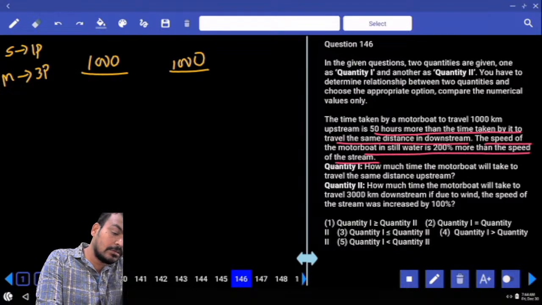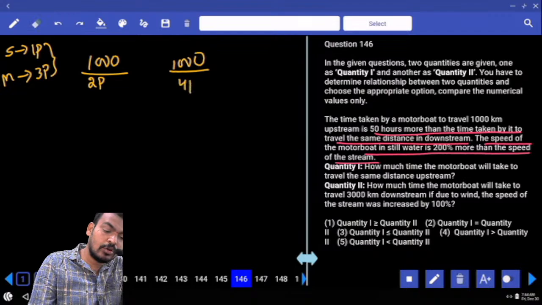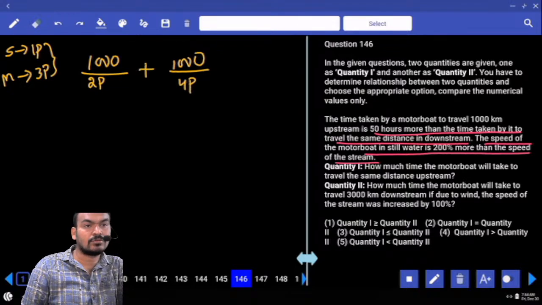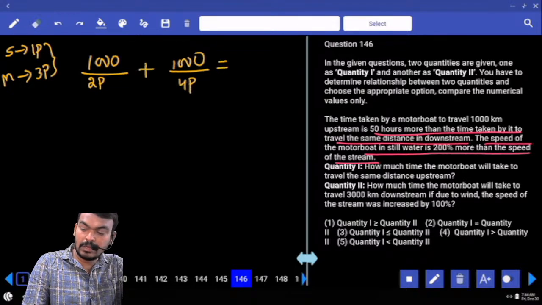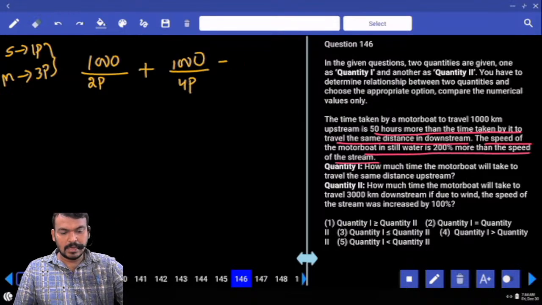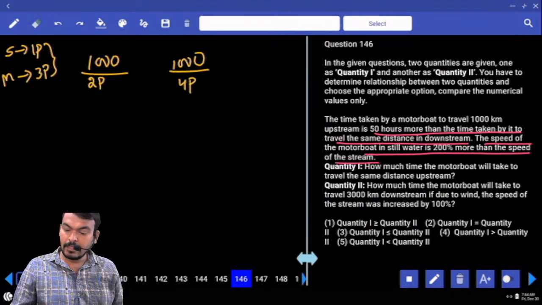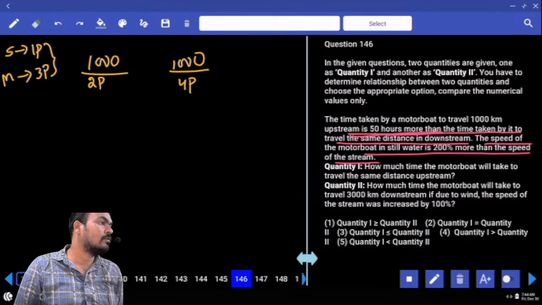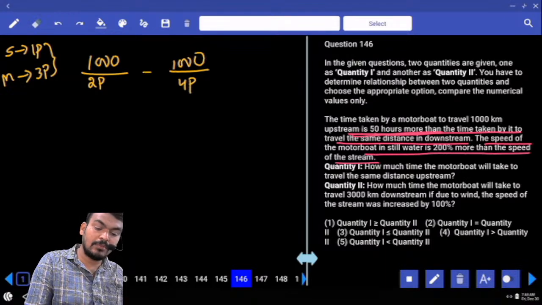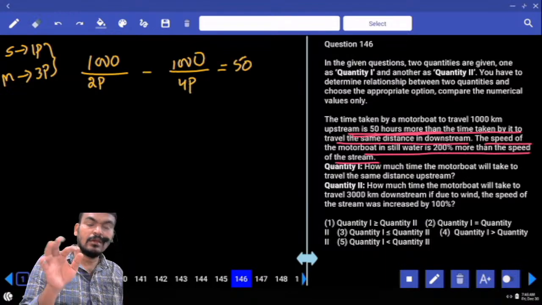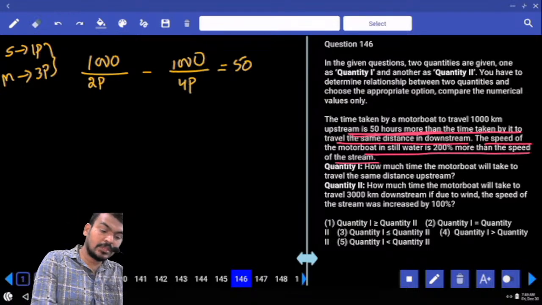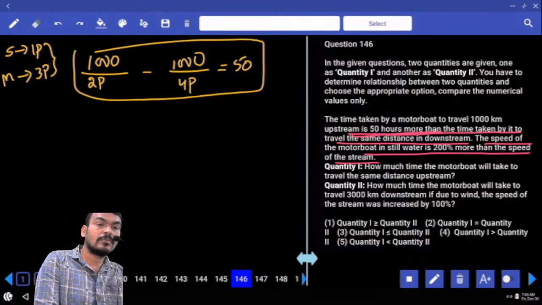What is the upstream speed? 2 parts. What is the downstream speed? 4 parts. What are both adding to? It is total time. Time difference is given or not? 50 hours more. Upstream time is 50 hours more than which one? Downstream time. Difference in time is how many hours? 50 hours. Solving this, we get the 1 part value.